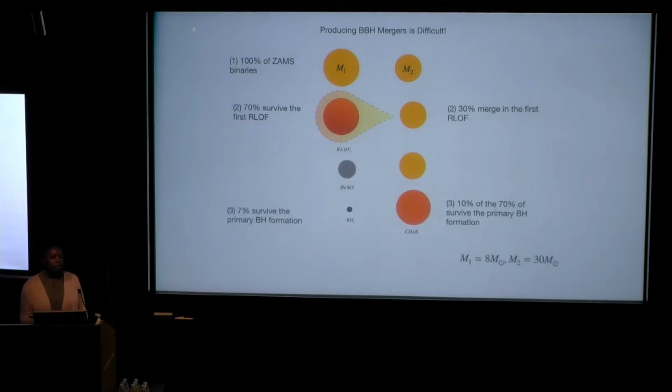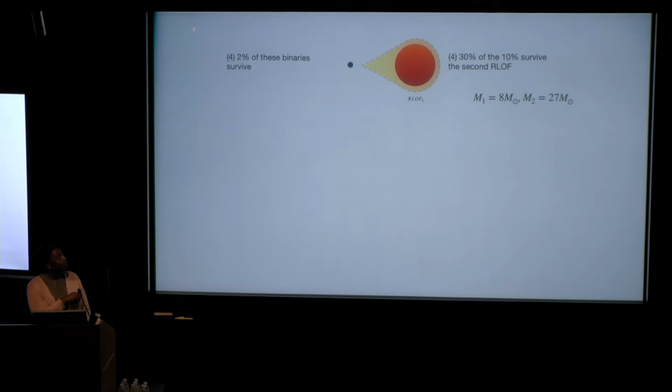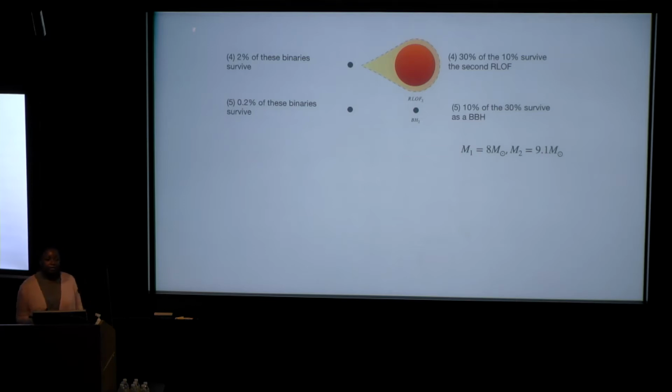The next stage of evolution is that after the envelope of the primary is stripped, you're left with the core, and eventually it will collapse into itself to form a black hole. Out of 100% of our binaries, only 7% survive up until this point. Next, the secondary star goes through the same stages that the first one did to form a black hole. Out of all binaries in the universe, only 0.2% of them survive and stop in their evolution at this point.